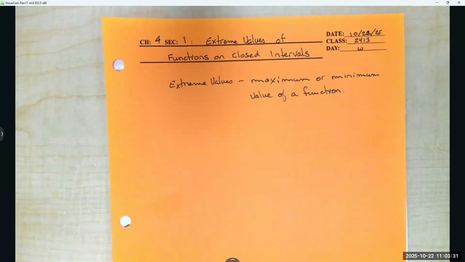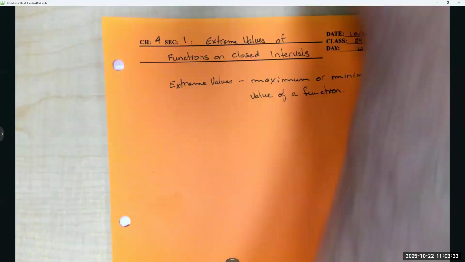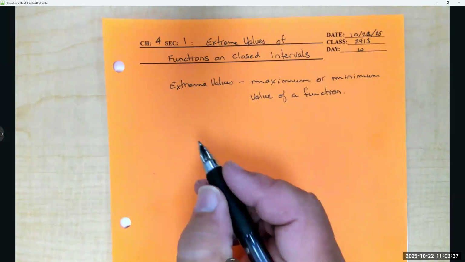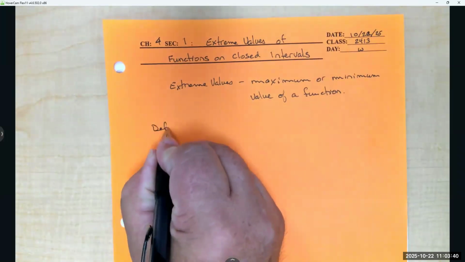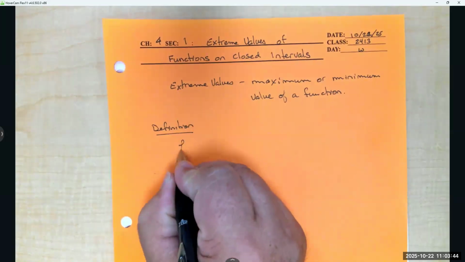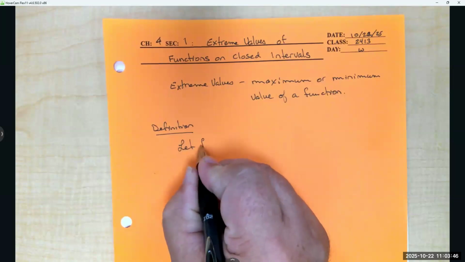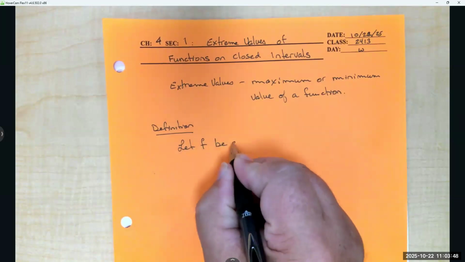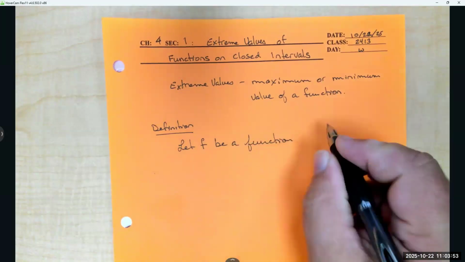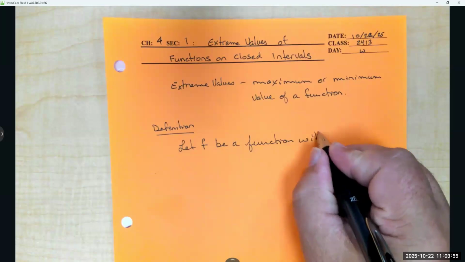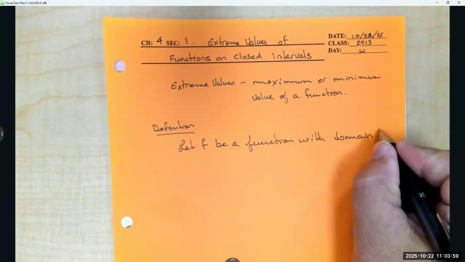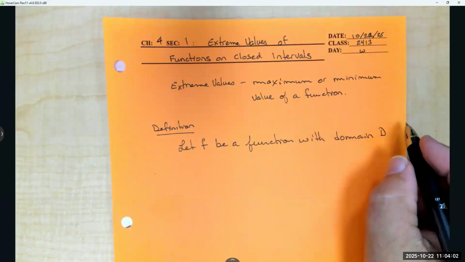So let's look at their definition. Oops. So here's their definition. Let f of x be a function with domain D.